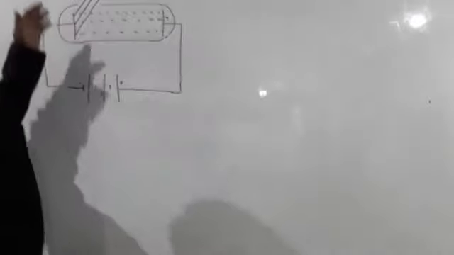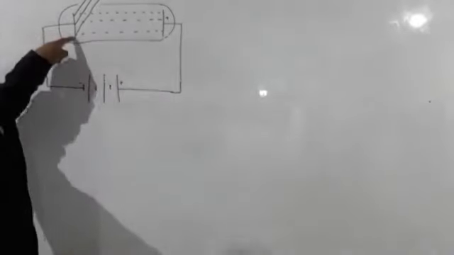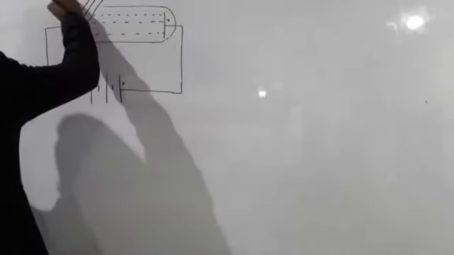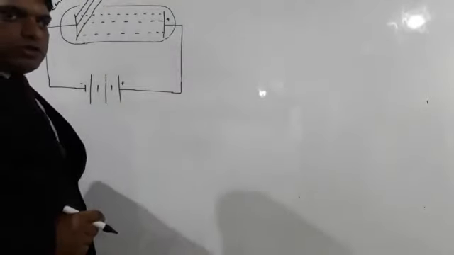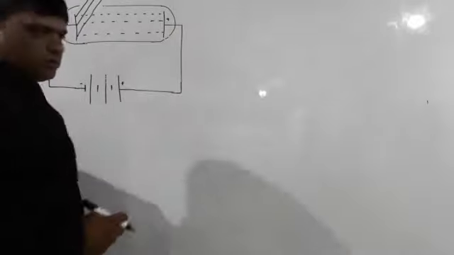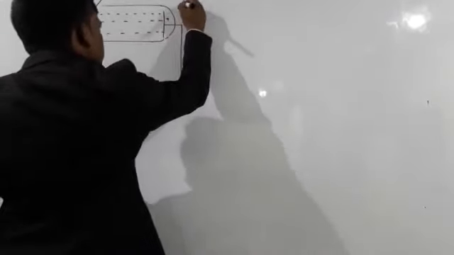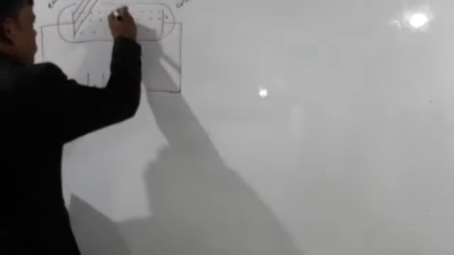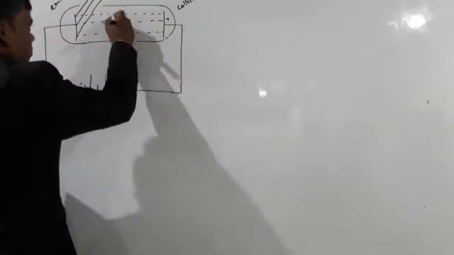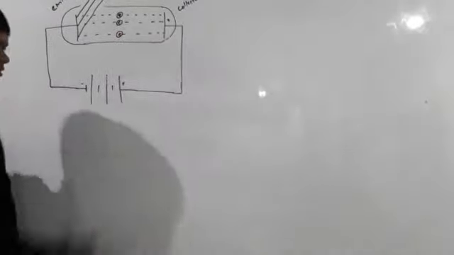Since electrons are emitted from this metallic plate, it is called the emitter. And since the electrons are collected by this metallic plate, this is called the collector. And these electrons which are coming out from the metallic plate are called photoelectrons. We have shown just 3 electrons for symbol only.